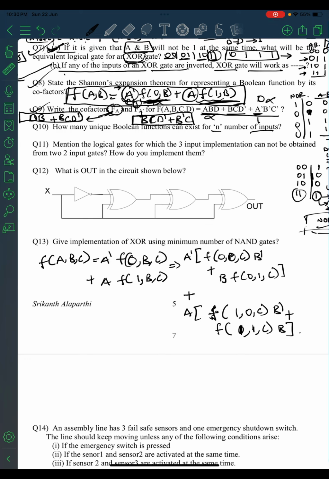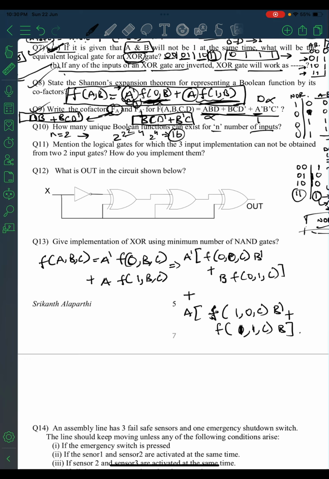For n number of inputs, there are 2 to the power of 2 to the power of n functions. For suppose n is equal to 2, all kinds of functions can be represented as 2 to the power of 2 to the power of 2. 2 to the power of 2 is 4, so 2 to the power of 4 is equal to 16.